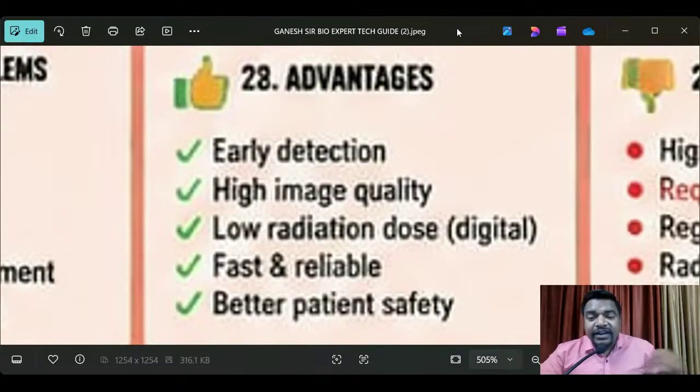In the medical field, we have different categories of equipment: diagnostic equipment, treatment equipment, surgery equipment, and different kinds of equipment. Those things I'm going to explain in my live sessions. Today I'm covering only radiology equipment, mammography. Everything should be professional, and what I'm saying here, you have to take it in a professional way. Now the advantages, I hope you got it very clearly.